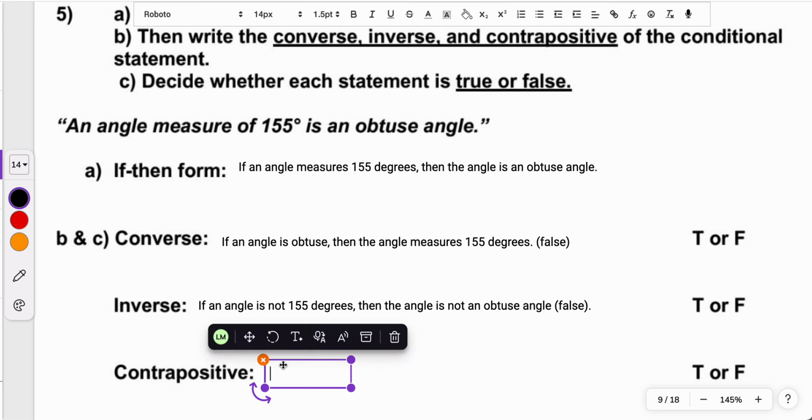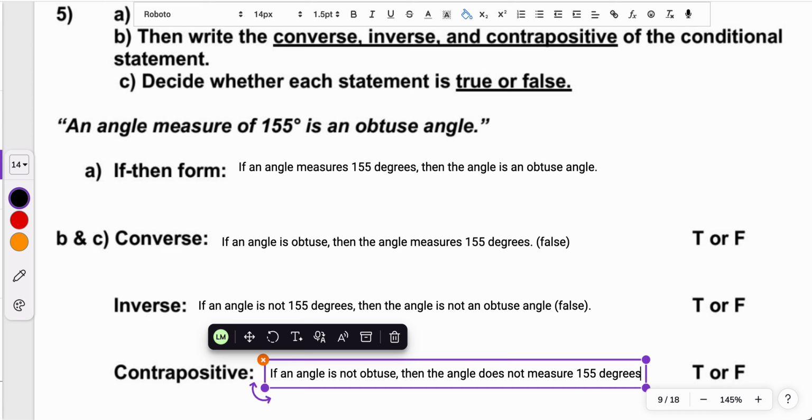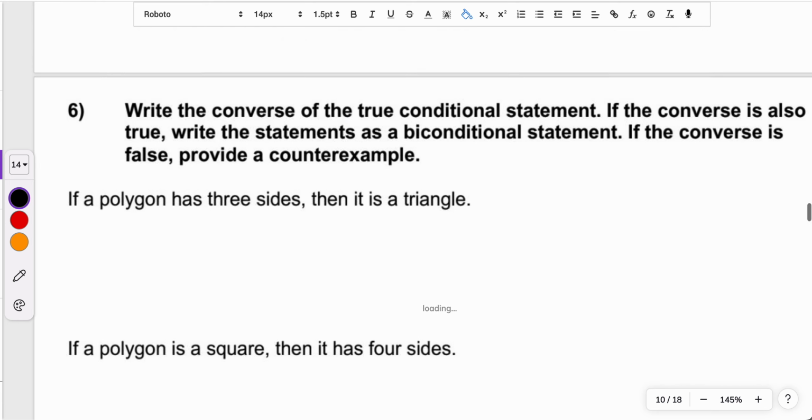Contrapositive is the inverse of the converse. So if an angle is not obtuse, then the angle does not measure 155 degrees. That would also be false. Okay? So not obtuse doesn't necessarily mean it has to be equal to 155.